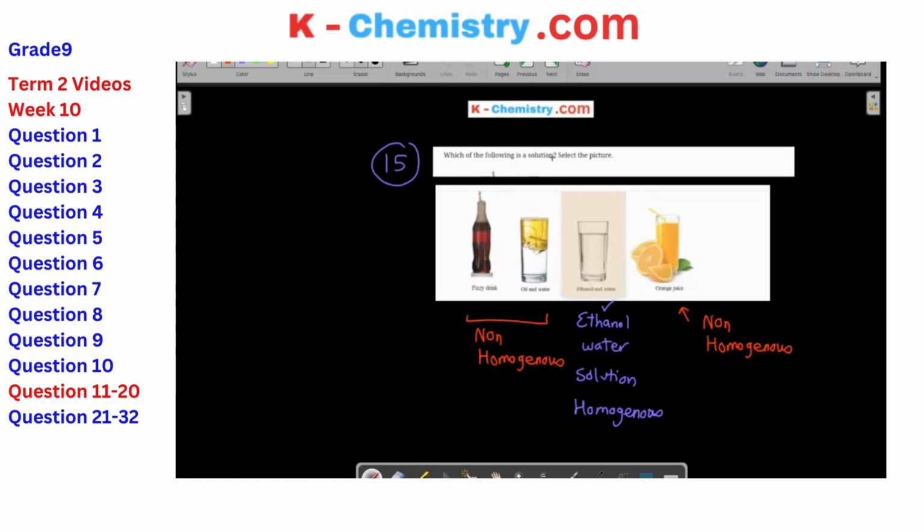Okay, which of the following is a solution? In order to be a solution, it has to be a homogeneous mixture, and we can see that all of these are non-homogeneous except one. In the fizzy drink, some bubbles are here at the top, some not. The oil and water is separated into two parts. Ethanol and water are very well mixed, that's why it's homogeneous, and it is the only one considered a solution because it is a homogeneous mixture. So a solution is a homogeneous mixture. Orange juice, of course, is not homogeneous.